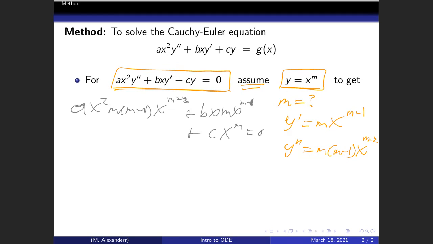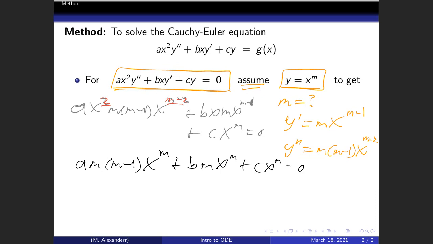If you look at the powers in this, this is the power 2, and then this is the power m minus 2, and this is the same base, and so when you combine this, it actually gives you the following. It's going to give you a m(m minus 1) x to the m plus b m x to the m plus c x to the m is equal to 0.